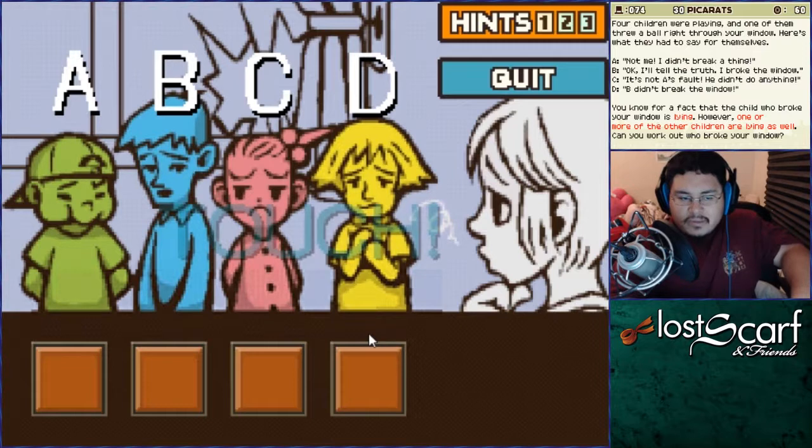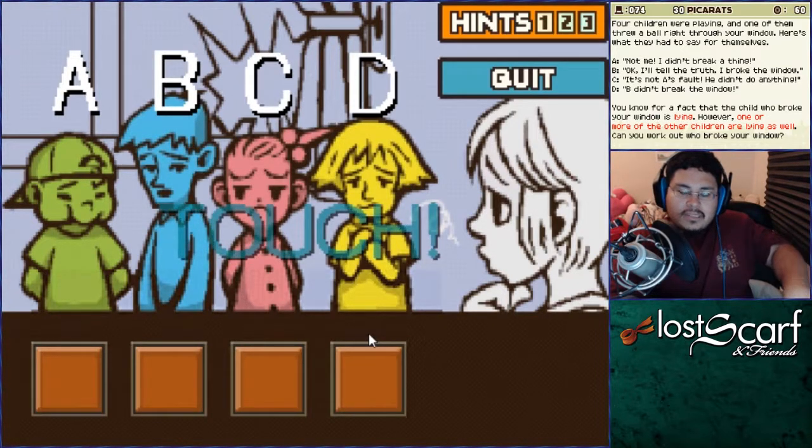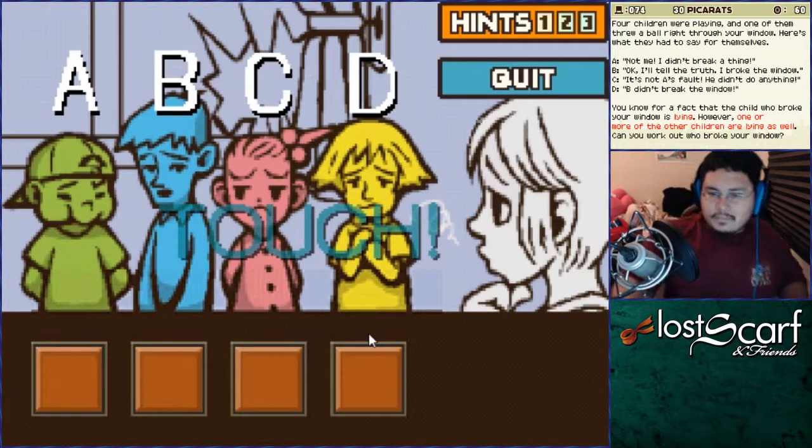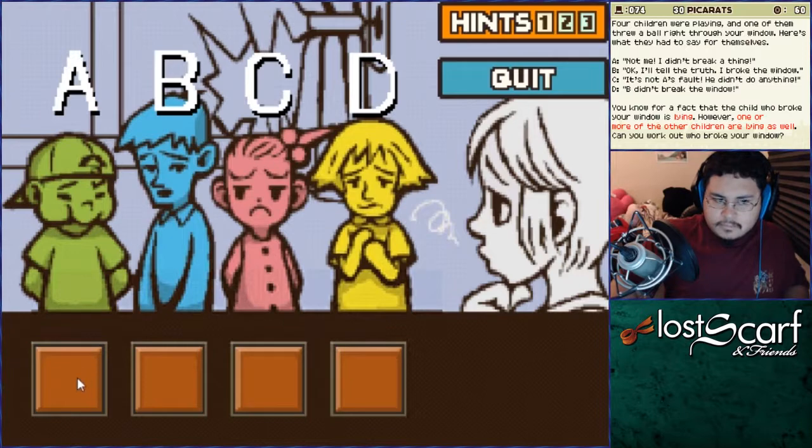C couldn't have broken the window. Oh no, C could have broken the window if C is telling the truth. But also... No. C can't tell the truth. C can only lie. The answer is A. Yep, Sober thinks A as well.